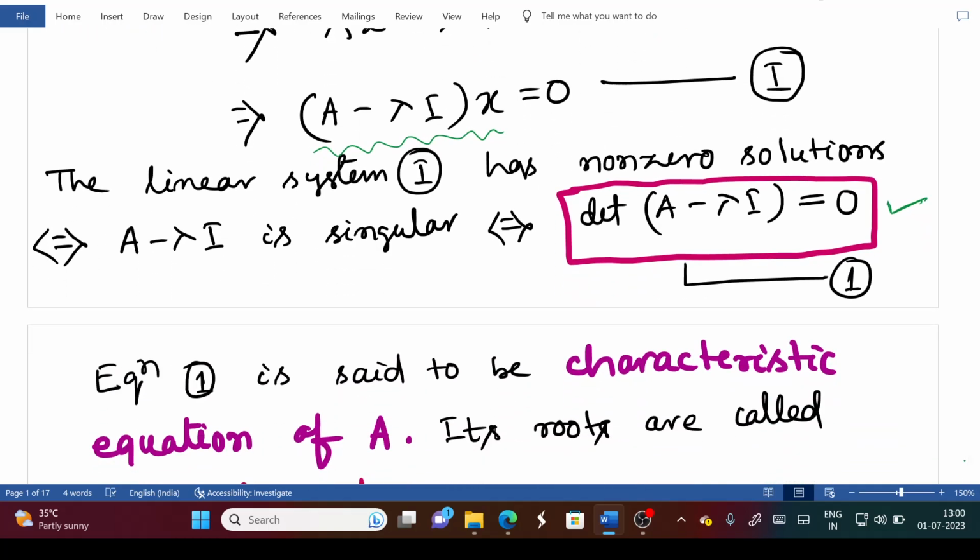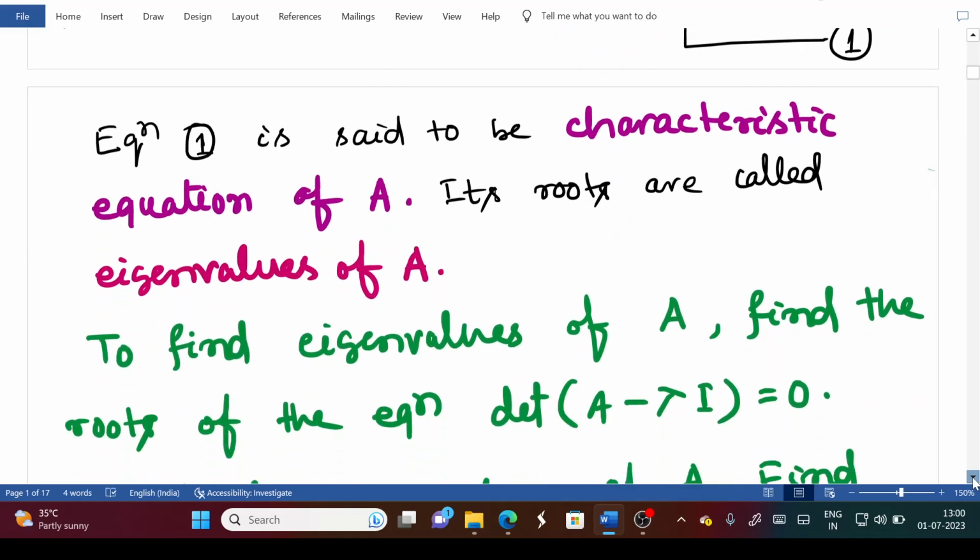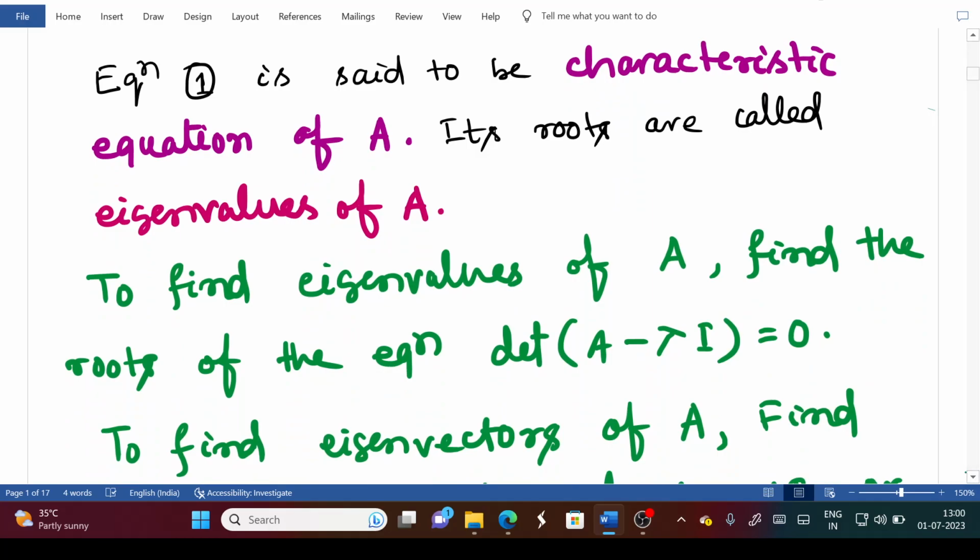So to find out eigenvalues of a given matrix, we are expected to evaluate the roots of this characteristic equation, determinant of A minus lambda I is equal to 0. Let lambda 1, lambda 2 up to lambda n be the eigenvalues of a matrix A, which are obtained from this equation, determinant of A minus lambda I is equal to 0.